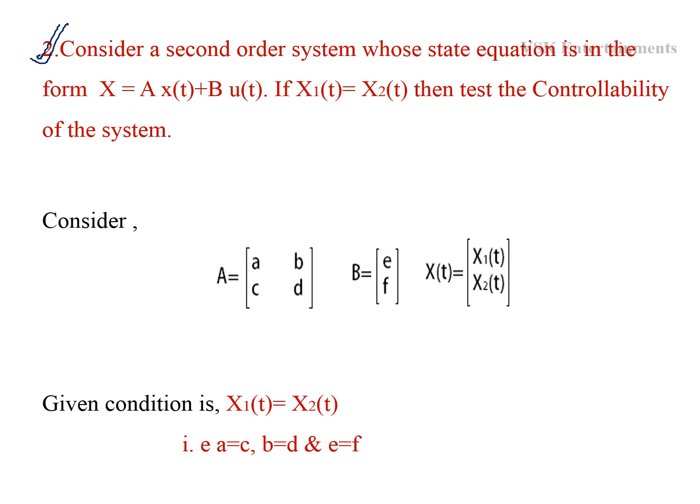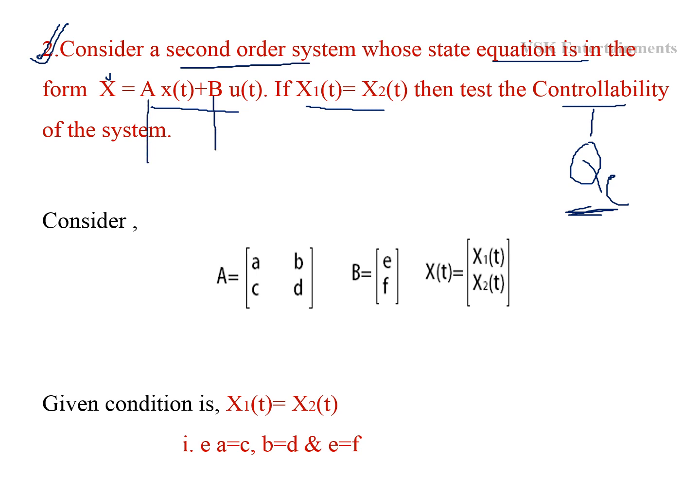That is, consider a second order system whose state equation is in the form of x dot of t is equal to Ax plus Bu. If x1 of t is equal to x2 of t, then test the controllability. For finding the controllability, we require the controllability test matrix, that is QC. For forming the controllability test matrix, we require the matrix A and matrix B.